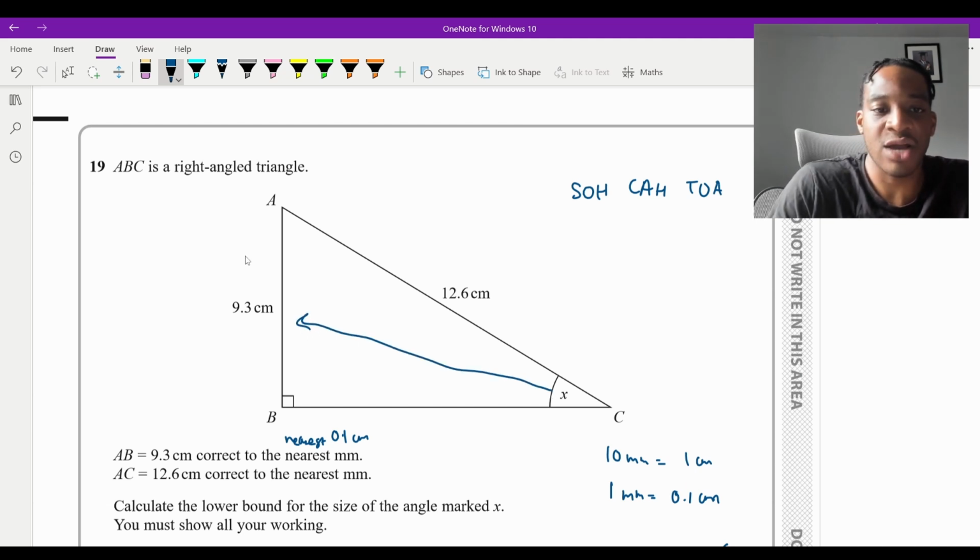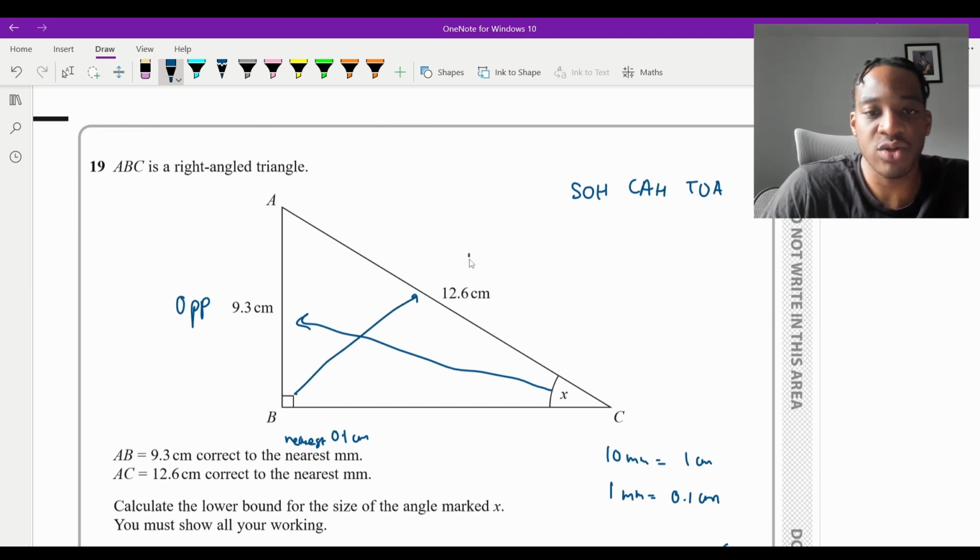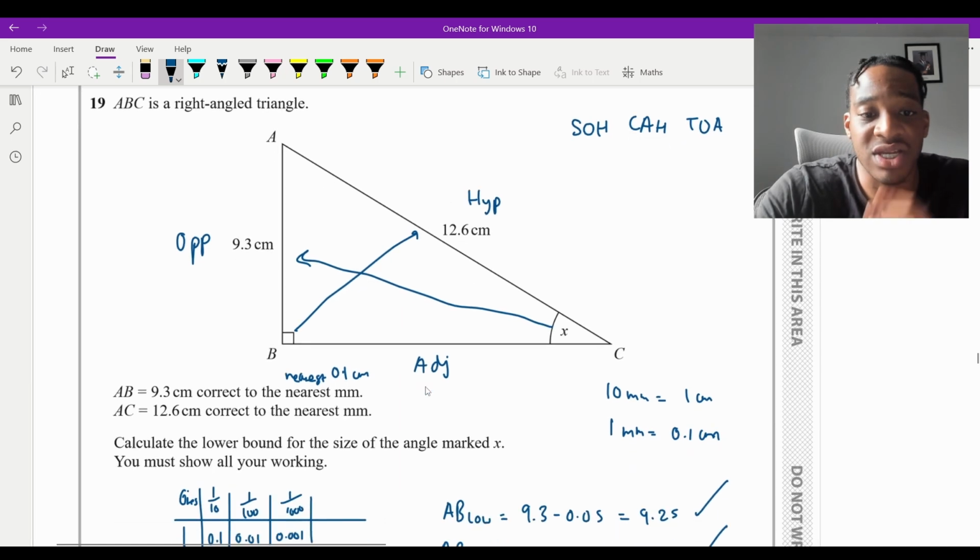The side opposite the angle is always called the opposite. The side opposite the right angle is always the hypotenuse. And it leaves the adjacent, which is always in between the right angle and the angle here. So this is our angle. This is our triangle labeled. Now we need to figure out the size of the angle.